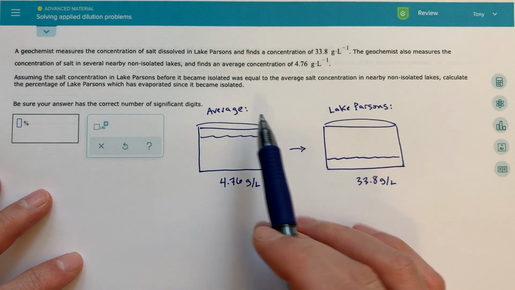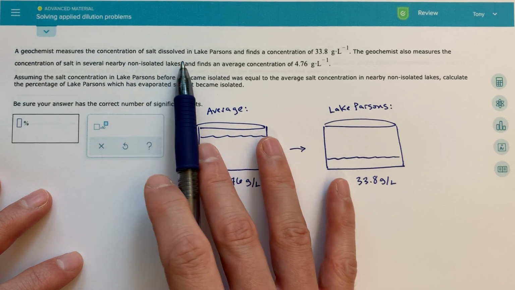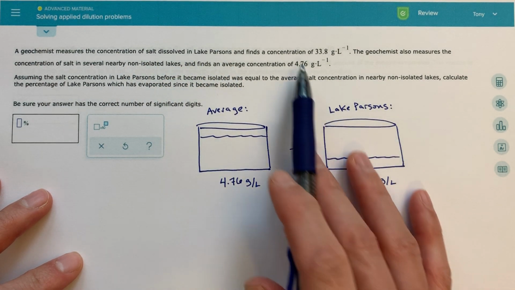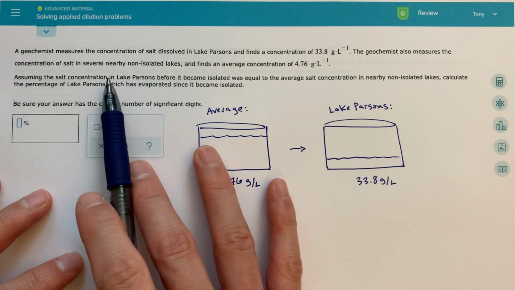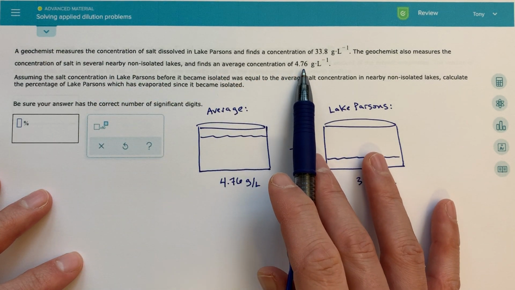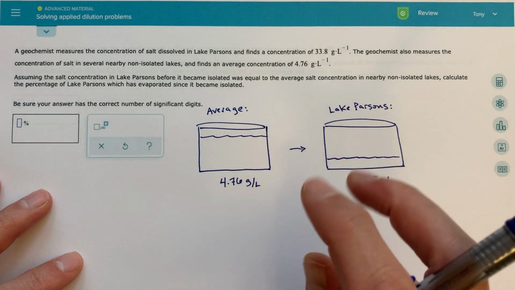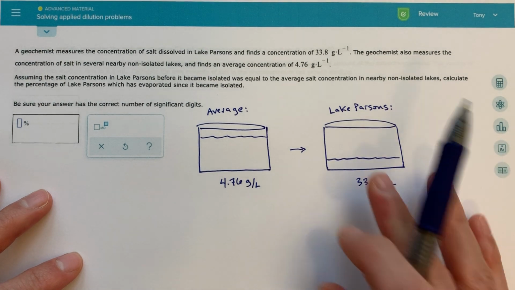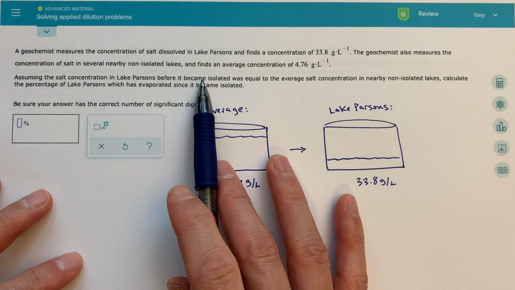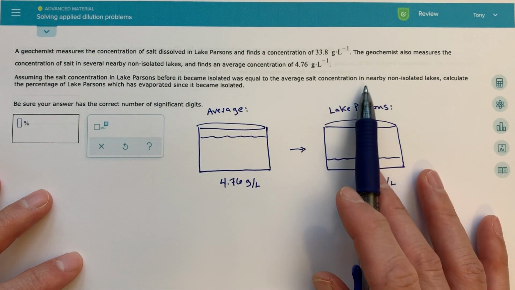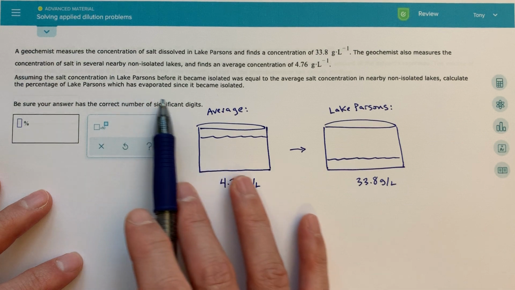So basically, let's start by just reading the words, and then I'll explain my pictures here. It says a geochemist measures the concentration of salt dissolved in Lake Parsons. That's over here. We got a very high concentration, 33.8 grams per liter. The geochemist also measures the concentration of salt in nearby lakes, 4.76 grams per liter. So these non-isolated lakes versus Lake Parsons, this isolated lake, means that it's not connected to the other lakes. It's sort of its own independent thing. Assuming the salt concentration in Lake Parsons before it became isolated was equal to the average salt concentration in nearby non-isolated lakes, calculate the percentage of Lake Parsons which has evaporated since it became isolated.